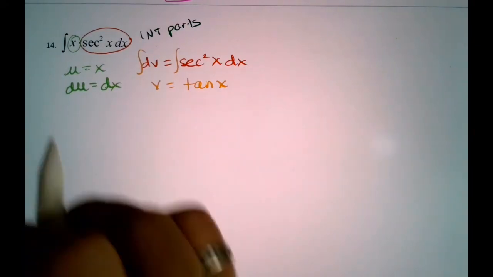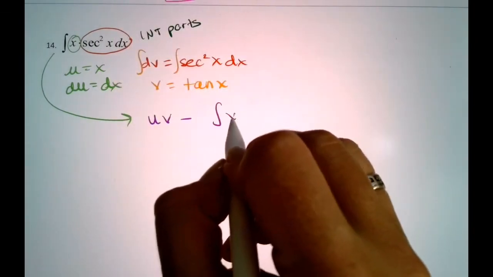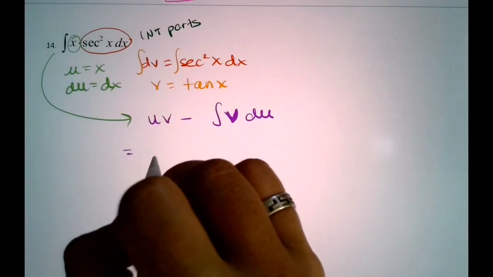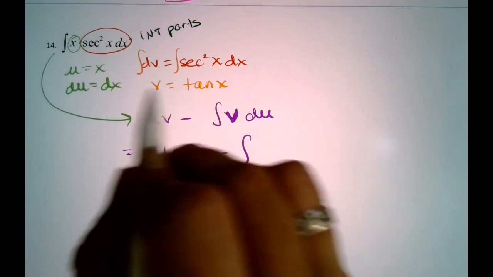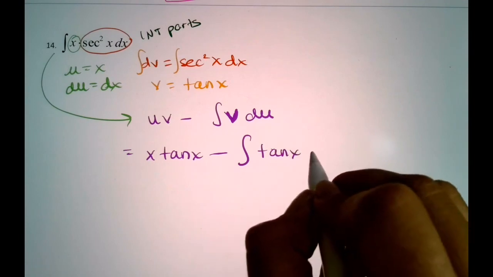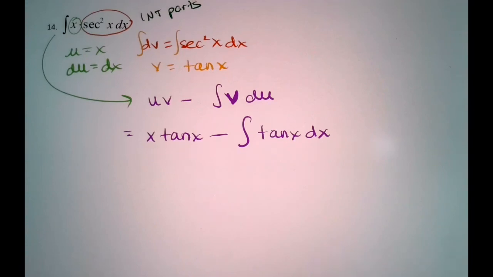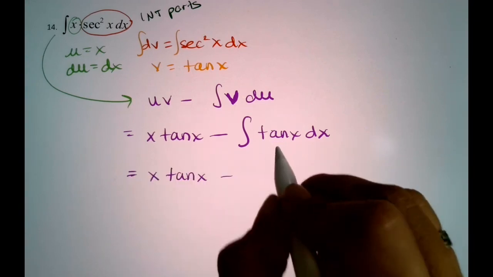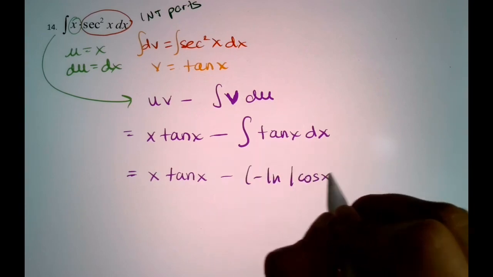And let's just remind ourselves what integration by parts looks like. Remember, it's u times v minus the integral of v du. And right away, I have u times v. That would be x times tangent of x. What I'm left with here is the integral of v du. Now, you can either know what this antiderivative rule is, or you can prove it yourself, but this is the one we proved at the very beginning of this lesson. The integral of tangent happens to be negative natural log absolute value of cosine.